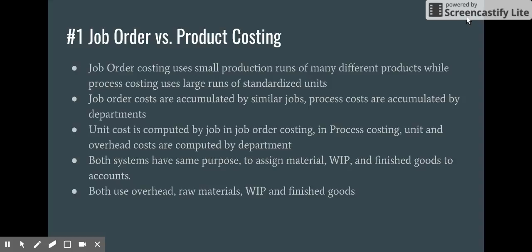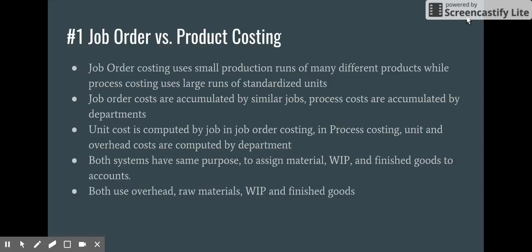Some similarities include that both systems have the same purpose, pretty much just to assign material, overhead, and labor to products. Both use the same basic accounts: manufacturing overhead, raw materials, work in process, and finished goods. Another similarity is that cost flows through manufacturing accounts similarly in both systems.